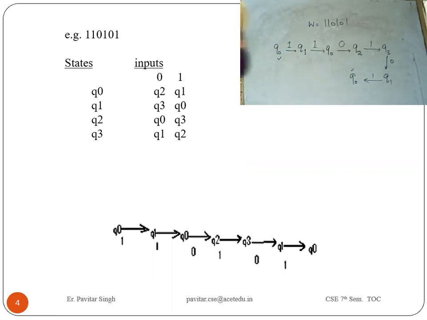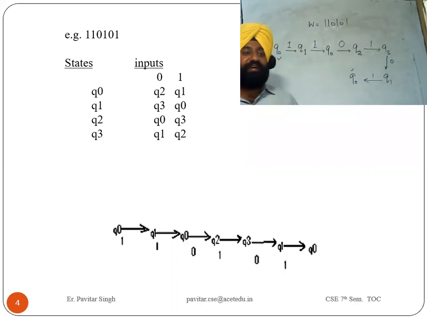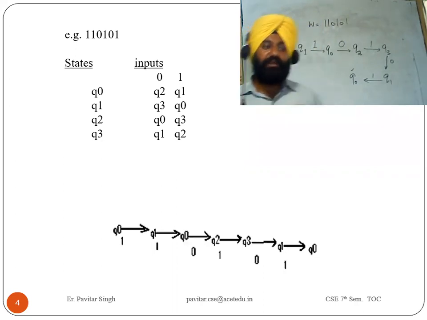I hope the concept is clear to everyone. Acceptability of string by finite automata. Am I clear?